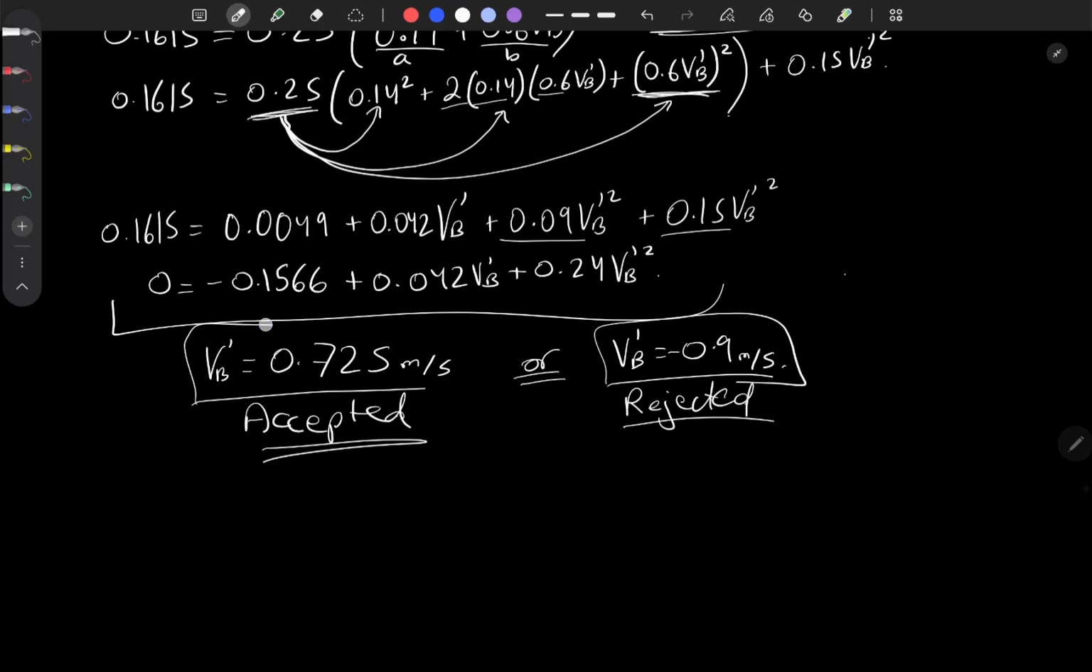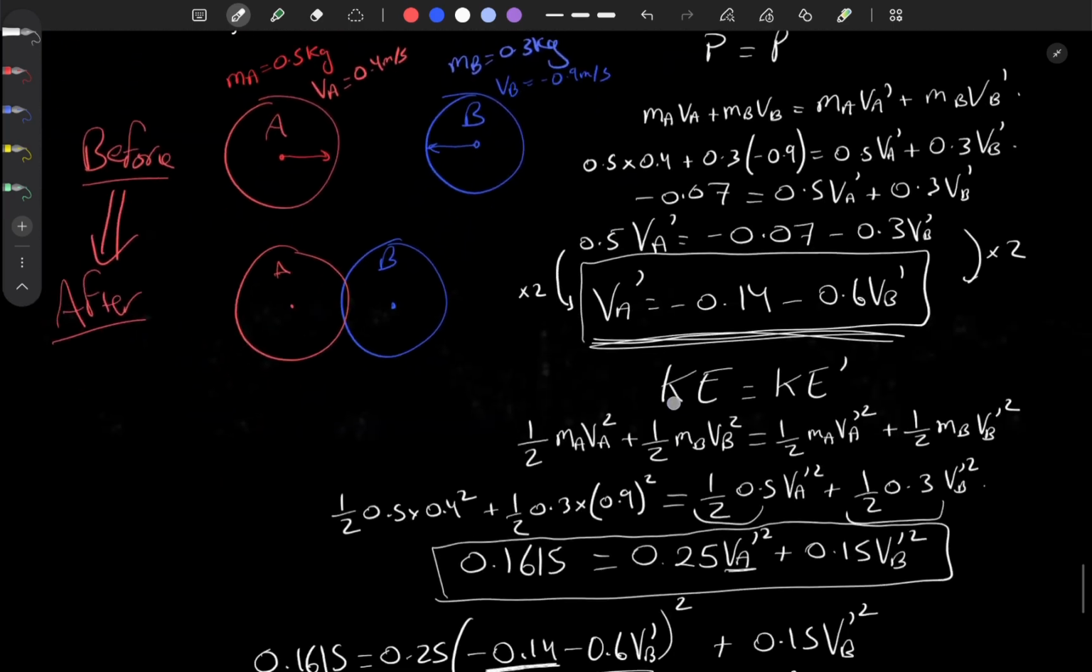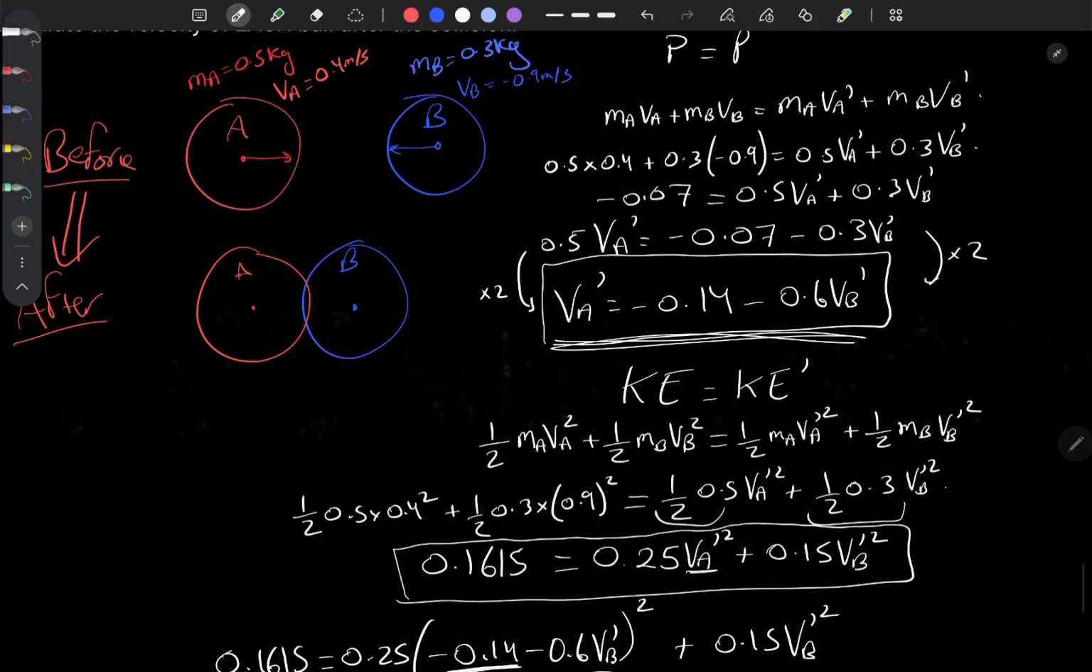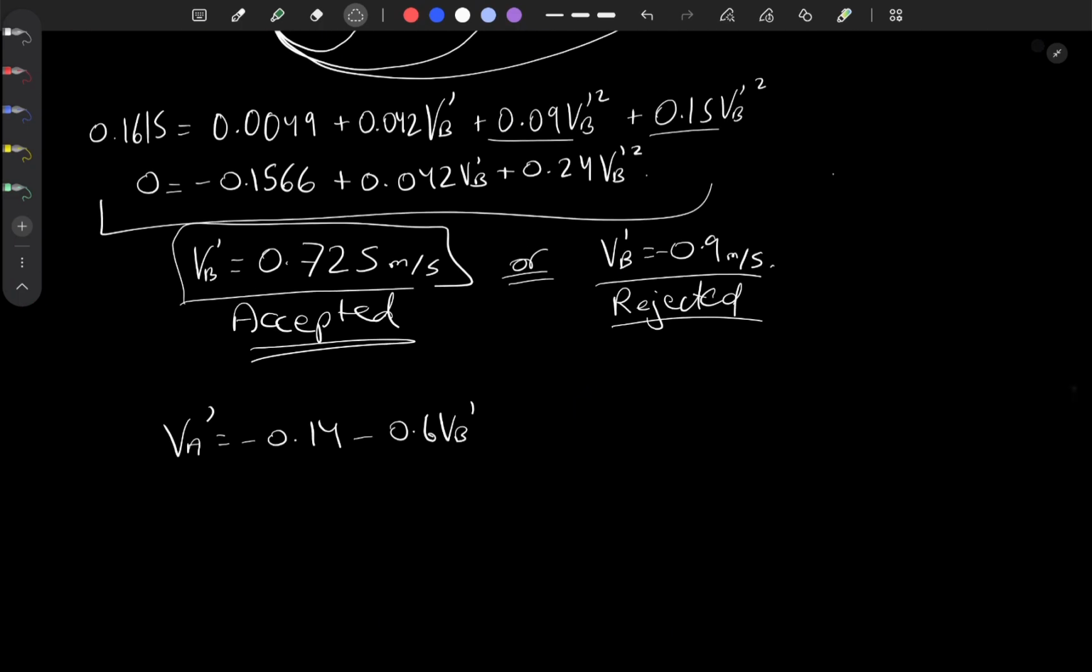So now, excellent, we have v prime b. This is awesome. We're almost there. This is almost the last step, because now what we're going to do is go back to the conservation of momentum formula, and we're going to look back at this relation, and we're going to copy it so that we see it all the way down. And now that this relation is clear, all we have to do is do another substitution of v prime b over here. We're going to give it the value of 0.725, and we're going to get what v prime a is. So let's plug in these numbers.